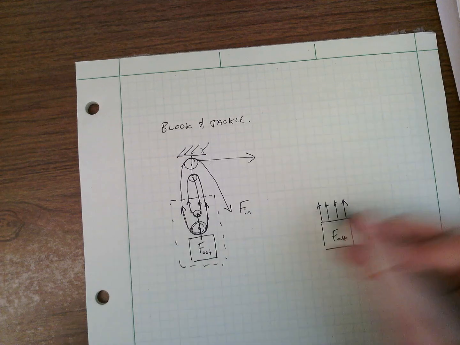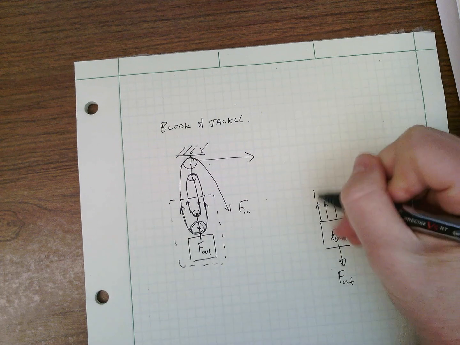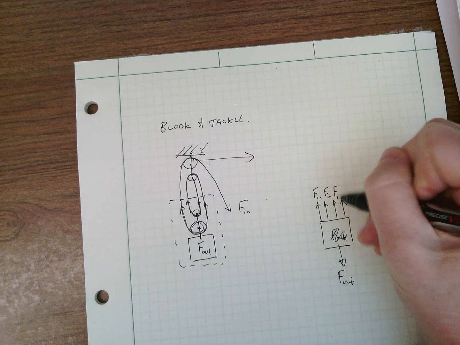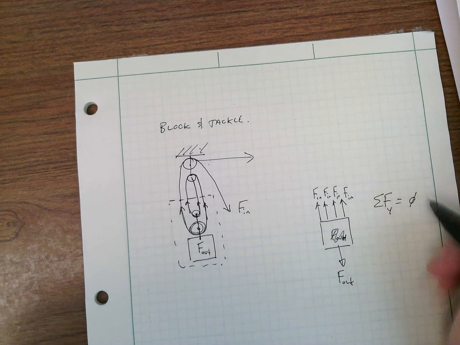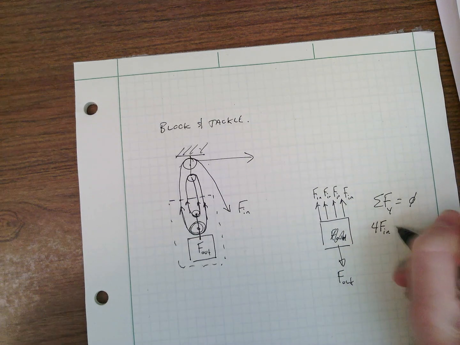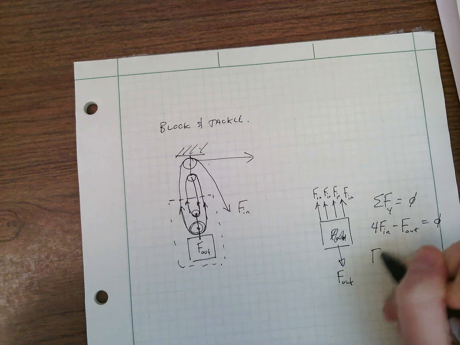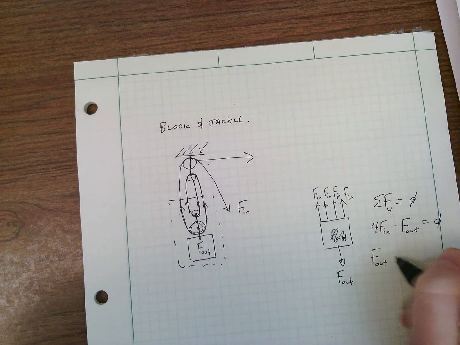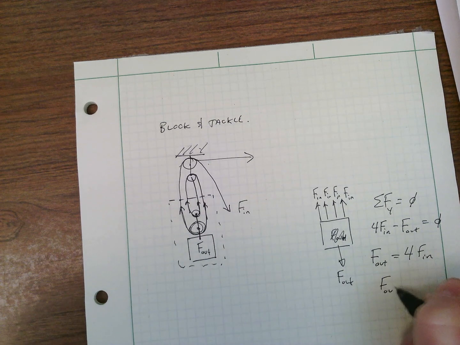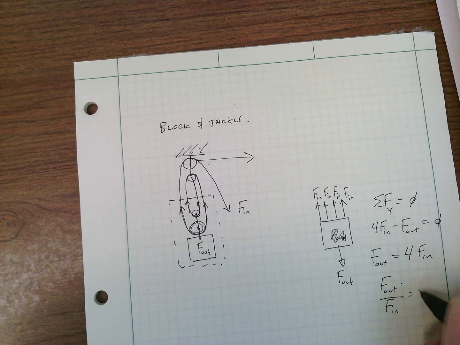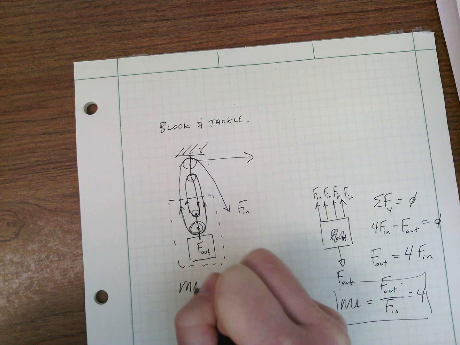1, 2, 3, 4. And obviously F out is coming down this way, and each of these is Fn. Fn, Fn, Fn, Fn. So when I do the sum of forces in y equal to 0, I get 4Fn minus F out equals 0. You can see that gives F out equals 4Fn. F out divided by Fn is equal to 4, and that's my mechanical advantage. So I get MA equals 4 for this type of system.